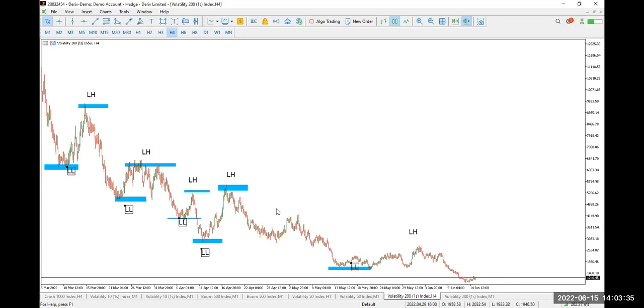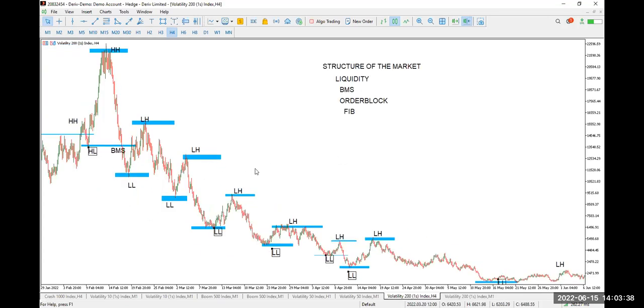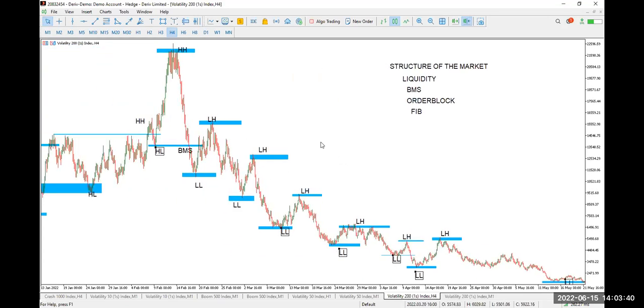So this is the 4H. So we come to 4H. This is our 4H. The next thing we want to look out for after analyzing the market is liquidity. Where liquidity is hidden in this market. Liquidity is your equal highs and your equal lows. So you begin to search for liquidity. We have equal highs and equal lows.